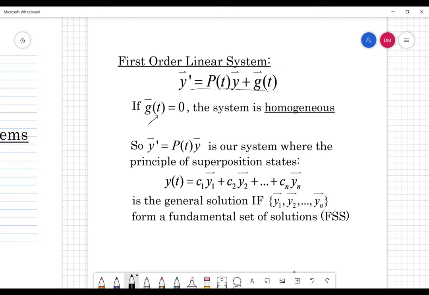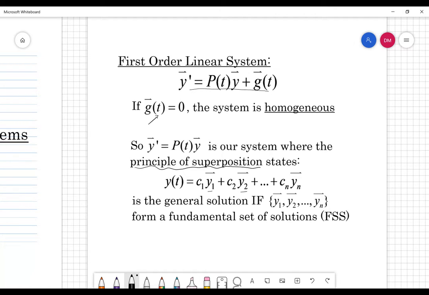That will be the same as long as that's consistent for every single one of our differential equations in the system. So basically what we end up having is y prime is equal to p of t times y. That's our system where we can apply, again, the principle of superposition. If you remember this, initially what this states is that we can take c1 times y1 plus c2 times y2, if y1 and y2 are solutions, and by adding them, we get another solution. Notice how we've just added this vector notation.